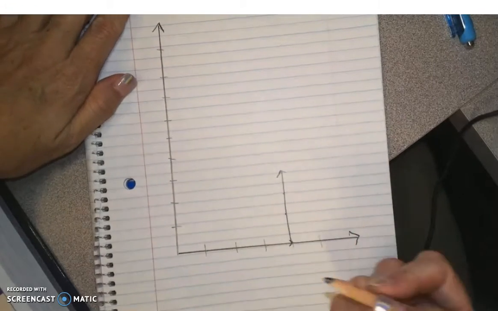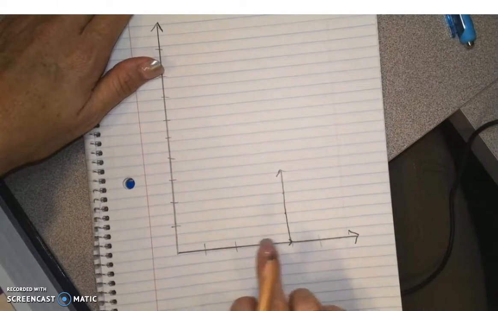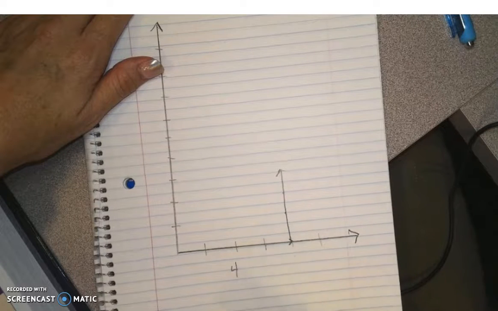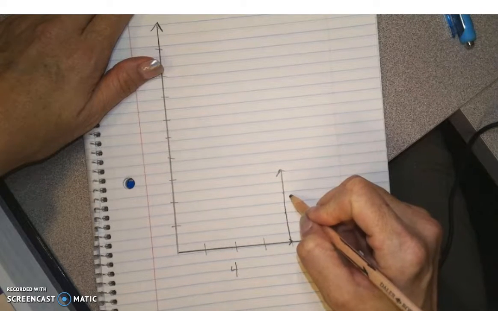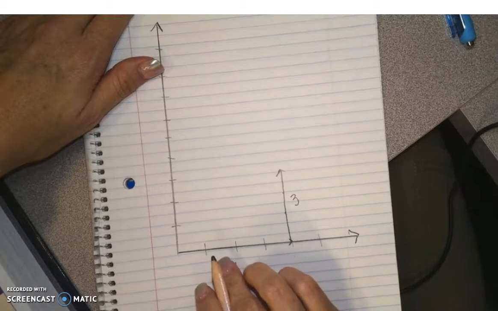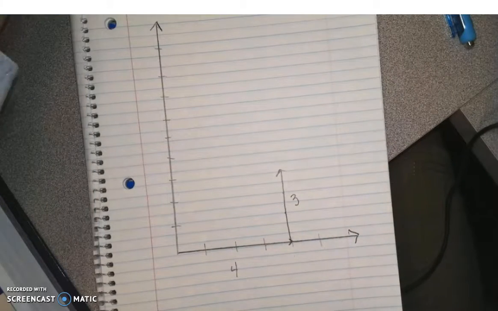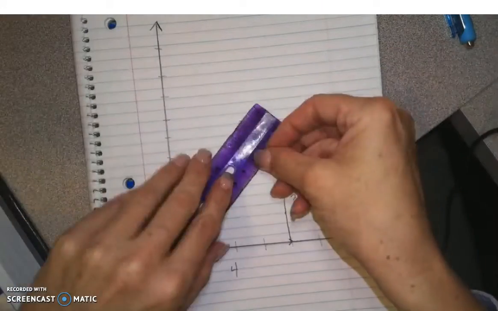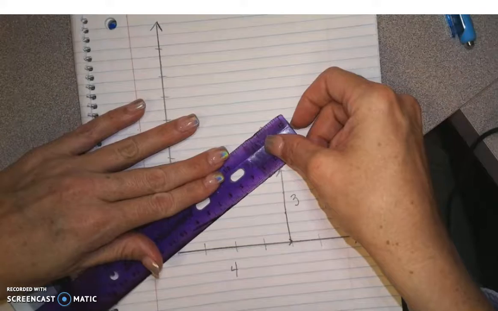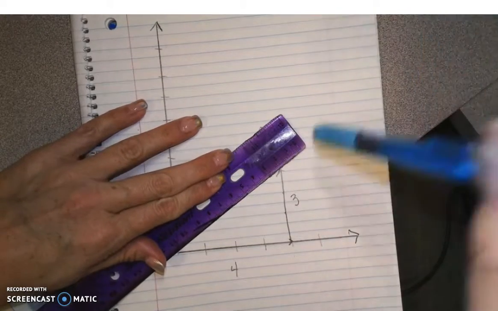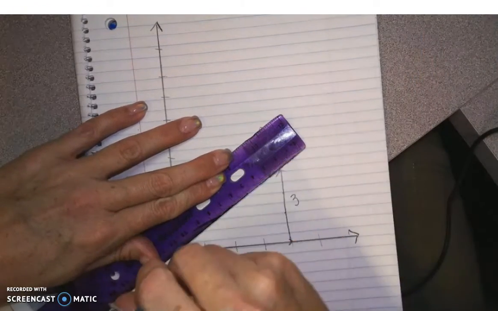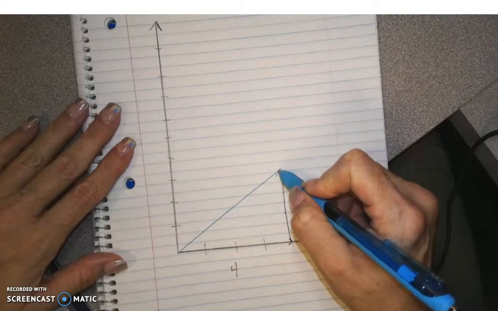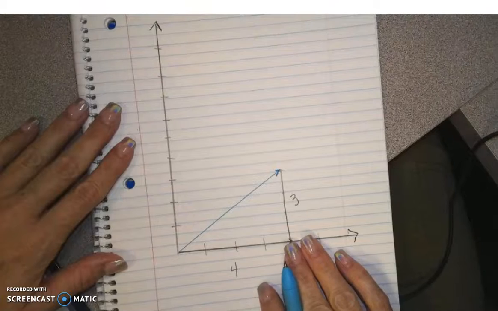Okay, so this is something we've talked about before. So this is the 4 meters to the east, 3 meters to the north. Total displacement means we would connect these together, and you would end up with your total displacement right here, right?